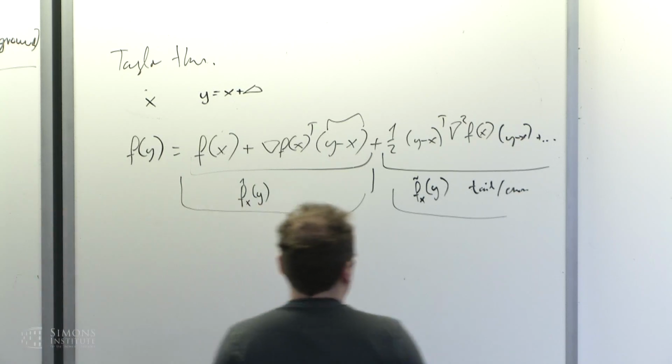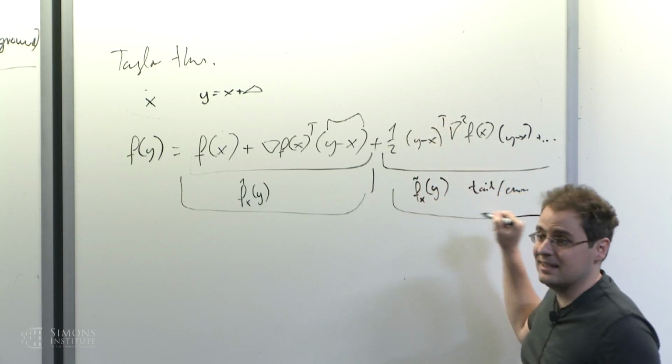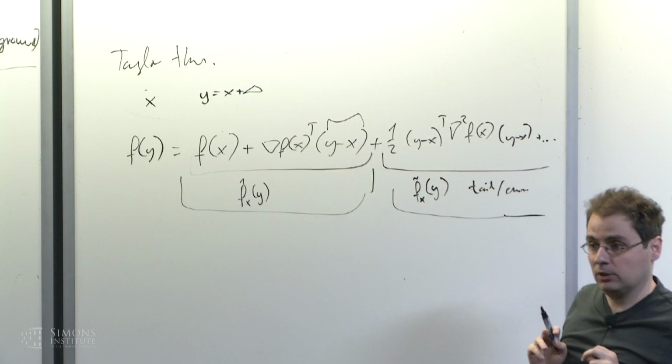Okay? So to understand the convergence, what we need is to understand how this tail behaves as a function of distance from our initial point x.